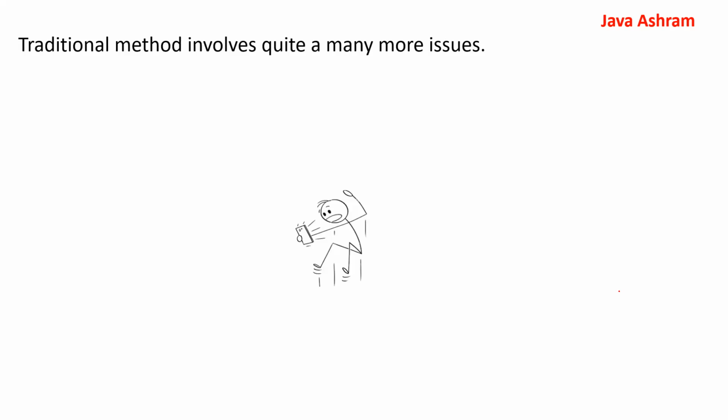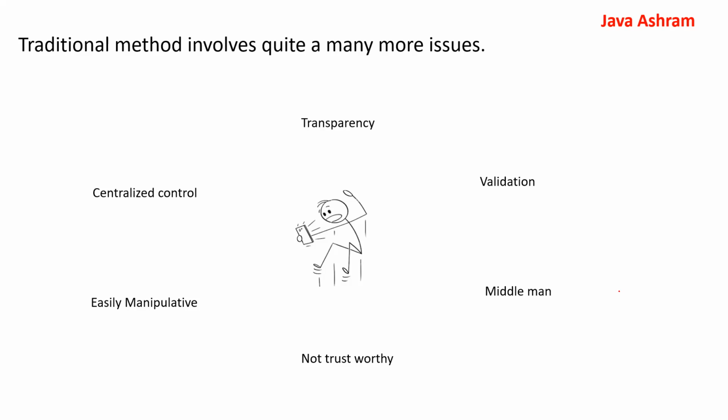So the traditional method involves many issues. What could the issues be? Transparency. Obviously transparency is not there, because the data owner can favor any representative, right? Validation. There is no way to validate this data. Many middlemen can be involved to alter the data. This is not very trustworthy. You cannot trust it blindly. It can be easily manipulated in favor of the representative you like, or in some other way.